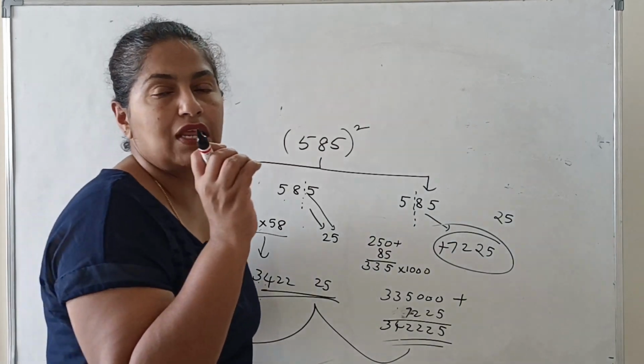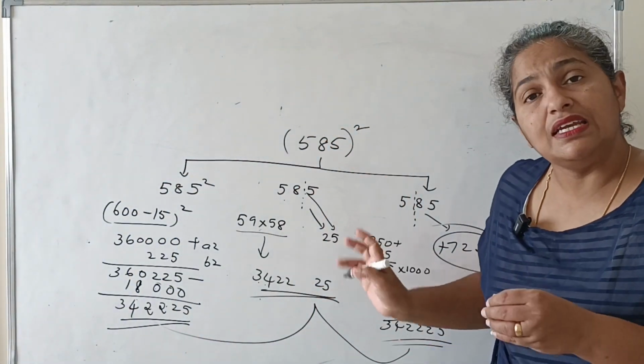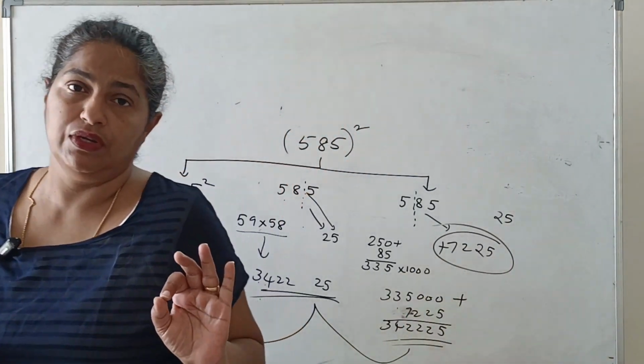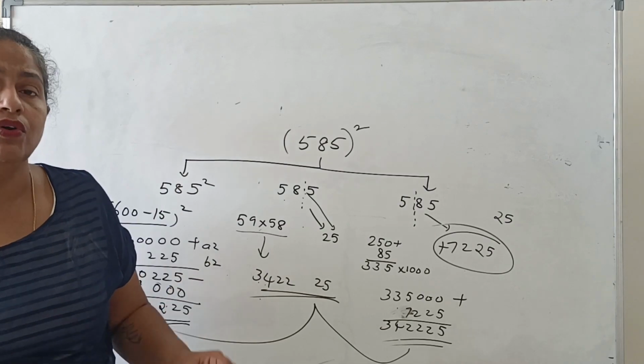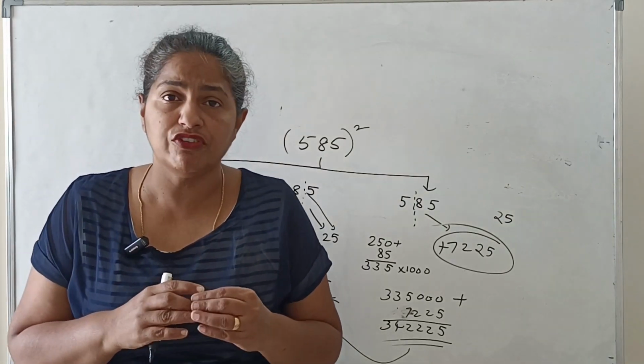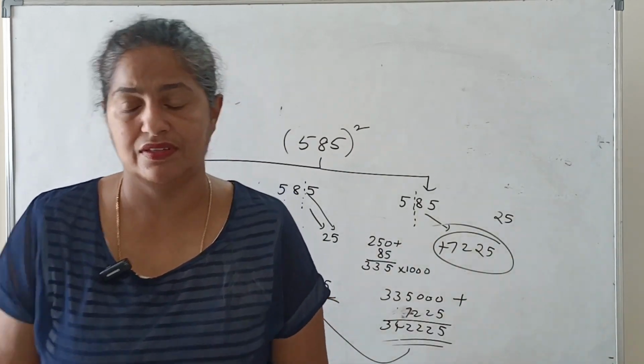So in all these 3 cases, you can see that the final value is the same. I have used 3 different methods in order to calculate the square of 585. I hope this is very clear to you. So let us take one more number, which is, let us say, a 2-digit number, and apply all the methods and see the difference.